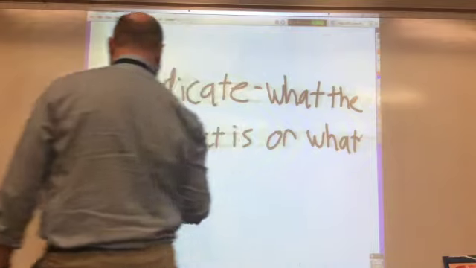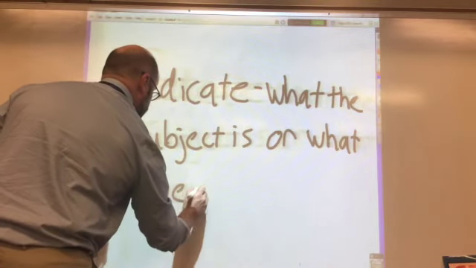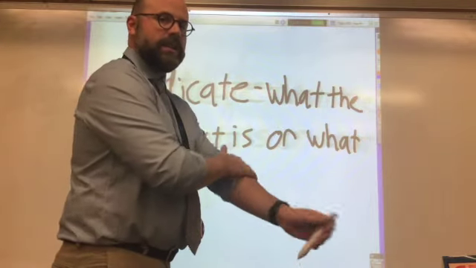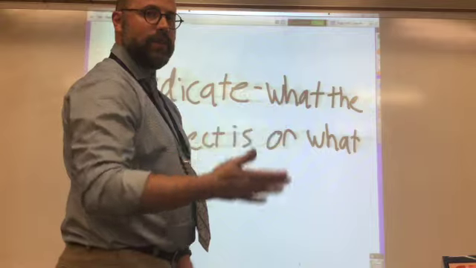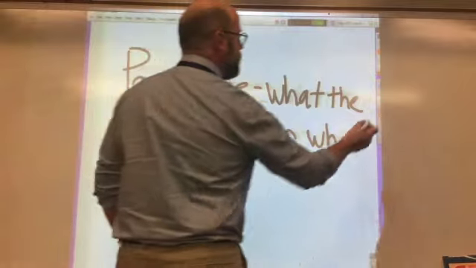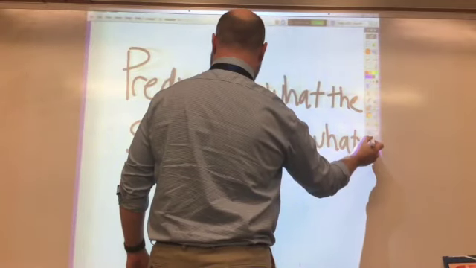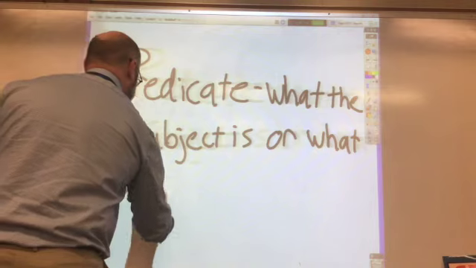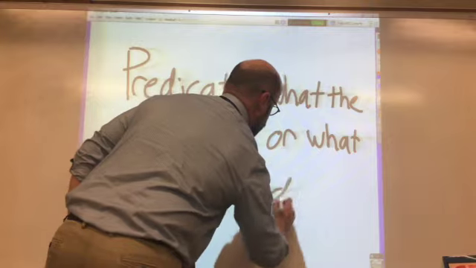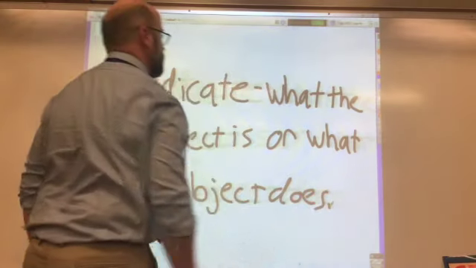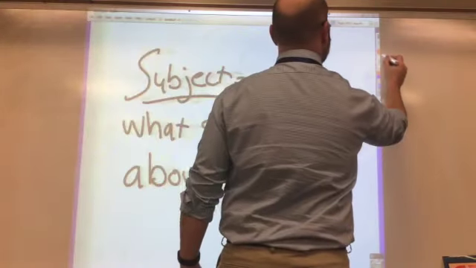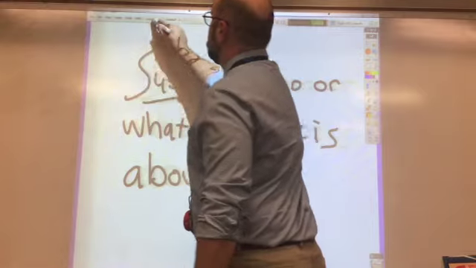An easy way to think of it is when somebody's doing something, it's usually an action. So the predicate typically will follow a verb, what a subject does. Okay, so predicate, what the subject is or what a subject does, and a subject is what a sentence is about. So let's go back here.